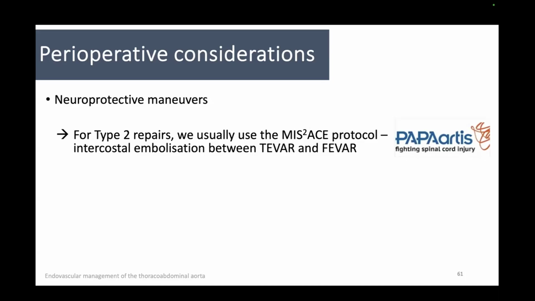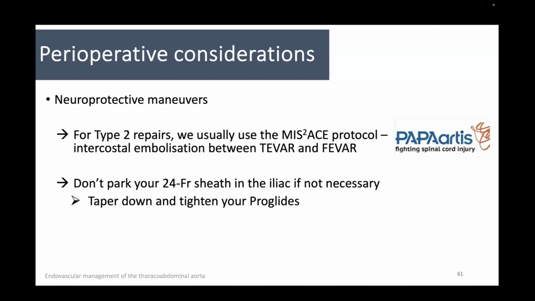This is being studied right now by the PERSEUS registry. It's going to come up in the next few years, but the preliminary results are really good. It tends to divide by two the risk of paraplegia for patients. So I think it's something that's promising for neuroprotective maneuvers.